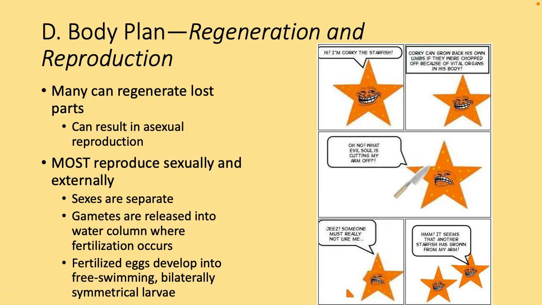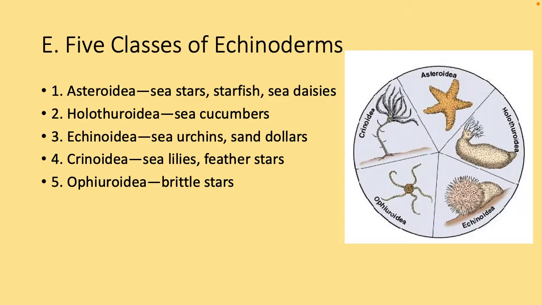Okay, final section, going through the 5 classes of Echinoderms. So we have the Asteroidea, or Asteridia: sea stars, starfish, sea daisies. So probably what you are more familiar with. Holothuridia, sea cucumbers, these guys right here. Echinoidea, those are your sea urchins and sand dollars.